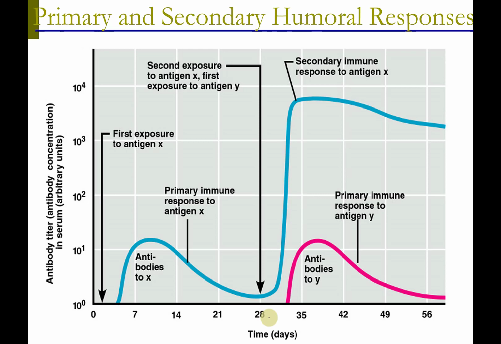But let's go on to this primary and secondary humoral response, and we're going to look at a graph here. So on the graph, on the x-axis is time in days. On the y-axis is antibody titer. Titer means concentration. So what's the antibody concentration in your blood? How many antibodies are you making? And you'll notice that this is in the log to the base 10 scale.